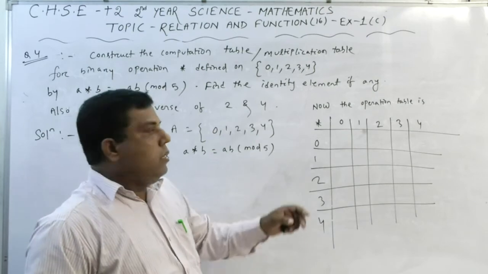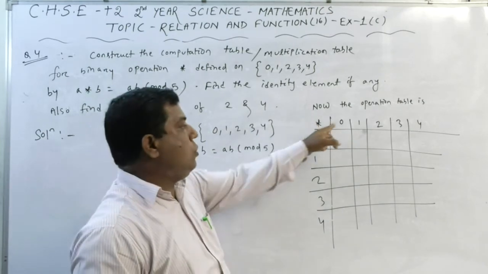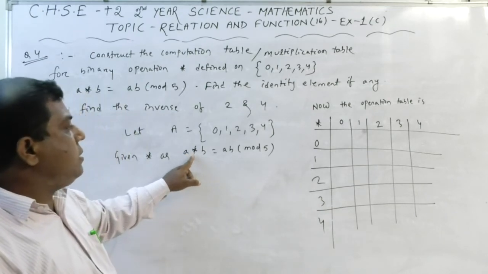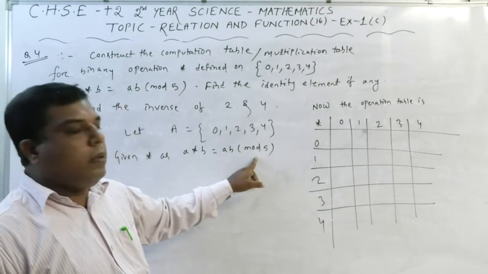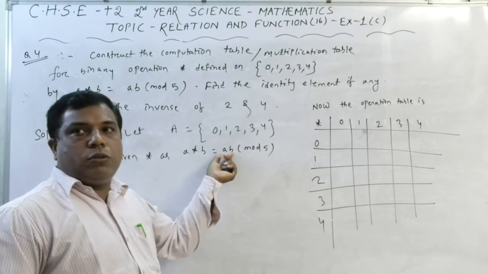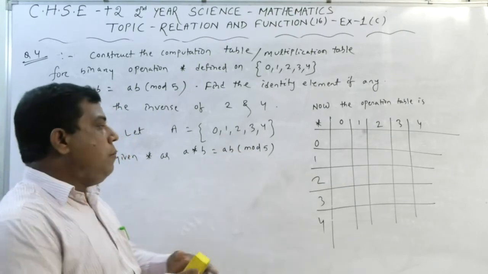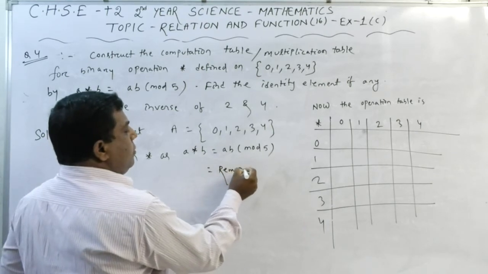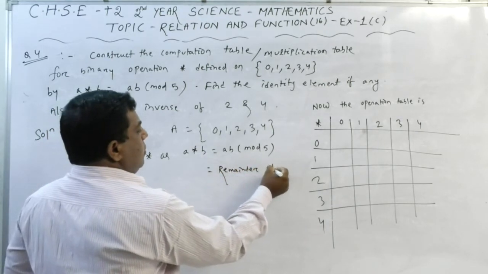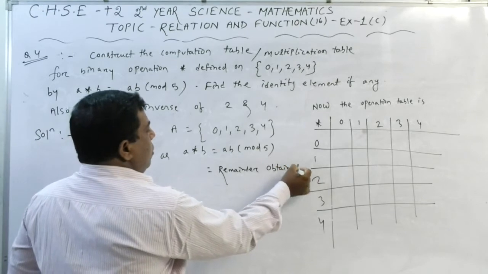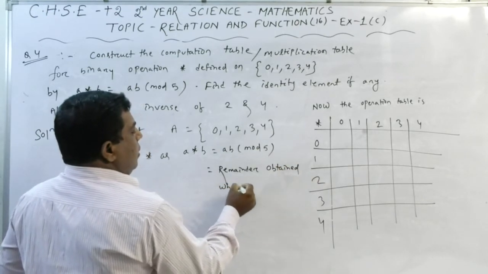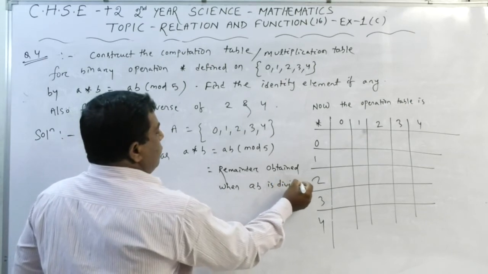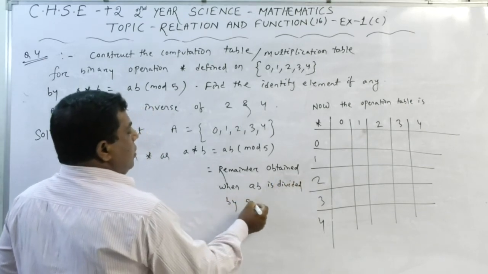Now you see 0 operation with 0. What is the result? As it suggests, A star B is AB modulo 5, which means when you multiply these two and divide by 5, you take the remainder. So we can say it is the remainder obtained when AB is divided by 5.